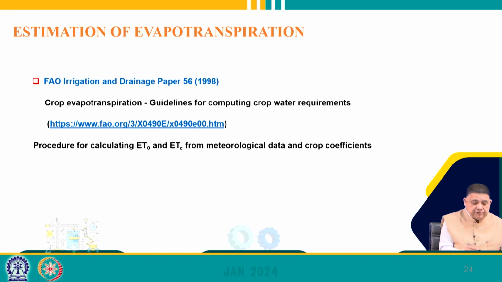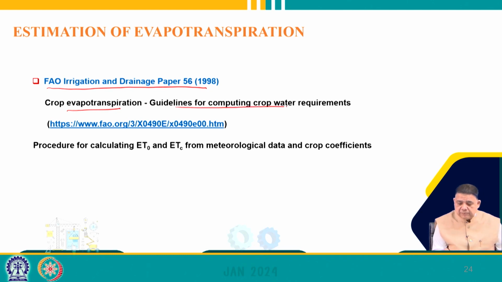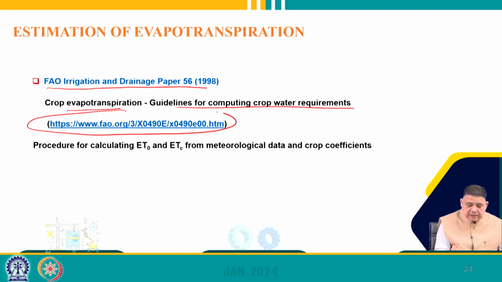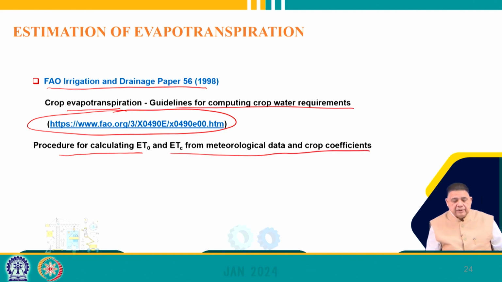And this is the reference: FAO Irrigation and Drainage Paper 56, 1998, Crop Evapotranspiration: Guidelines for Computing Crop Water Requirements. This is the site from which you can download this report, and it includes the procedure for calculating ET0 and ETc from meteorological data and crop coefficient. So, all the required steps are given in this particular paper.